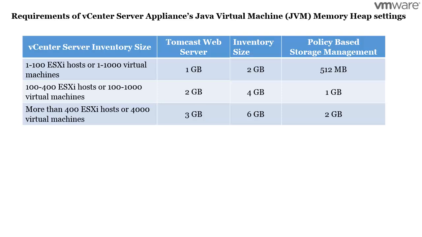And if you're planning to run more than 400 ESXi hosts or 4000 virtual machines, for Tomcat web server, you need to have 3 GB of memory. For inventory size, you need to have 6 GB. For policy-based storage management, you need to have 2 GB of memory.